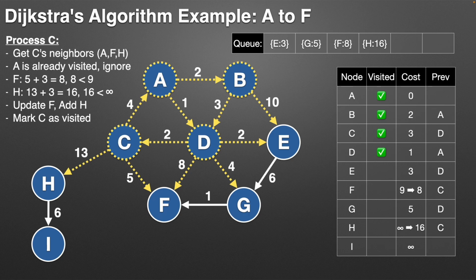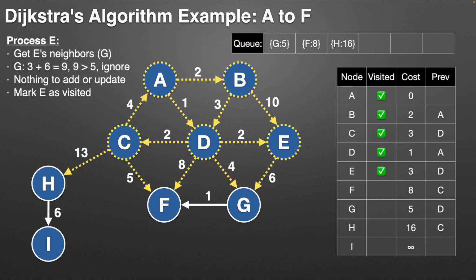Okay, so next step, we're going to pull the next element out of the priority queue, which is E. So we go to E, we ask for the neighbors of E, which is just G in this case. So the cost of us getting to E is 3. So the cost from E to G is 6. So 3 plus 6 is 9, and it looks like for G we were able to get there in 5 if we came from D. So we won't update that. That's already got a better weight. So we've done everything we need to do here. We can mark E as visited.